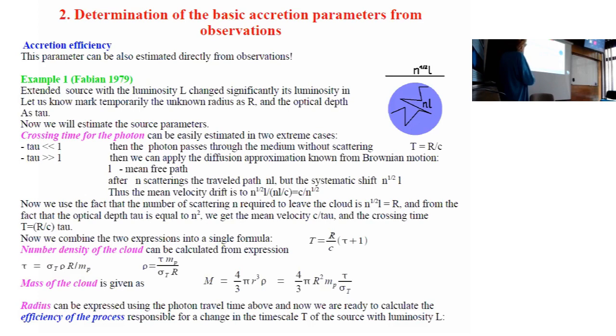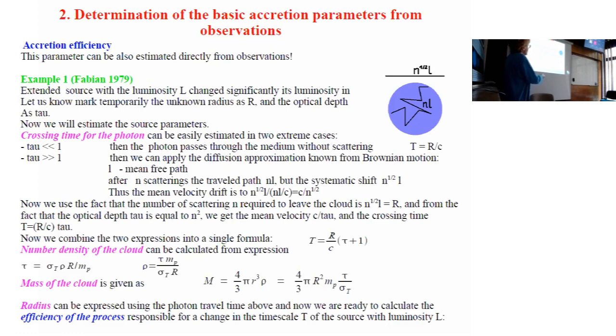It's more complicated if the medium is optically thick. Then the photon is going several times, just getting scattered. So we have to include a lot more parameters now, and we will later try to get rid of those parameters. So we assume that there is a mean free path for the photon, and if we have n scatterings, then the traveled distance by the photon is n times the mean free path.